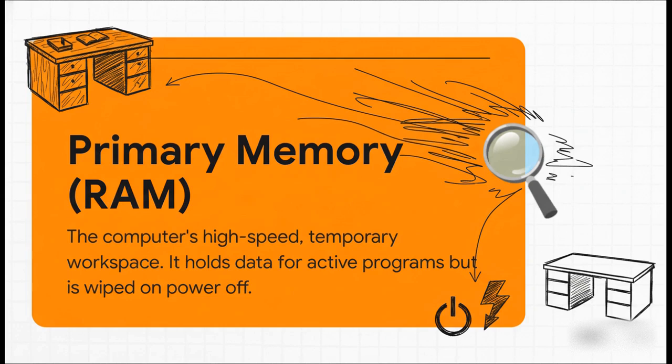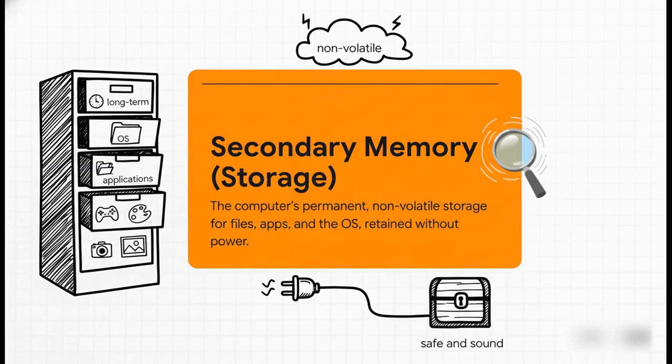It's where the CPU keeps all the files and data for the apps that you have open right now. But, and this is key, it's a temporary desk. Once you shut off the power, poof, the desk is cleared. We call that being volatile. Then you have secondary memory, or what we all just call storage. And yep, you guessed it, this is the filing cabinet. This is the permanent home for your operating system, your apps, your photos, all your important documents. It's non-volatile, which is just a fancy way of saying your data is safe and sound even when the computer is off.